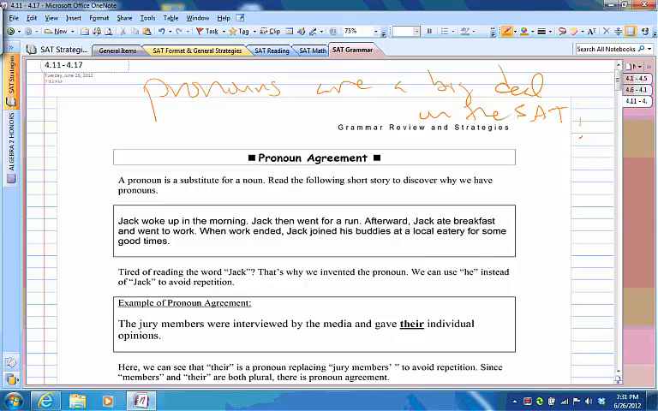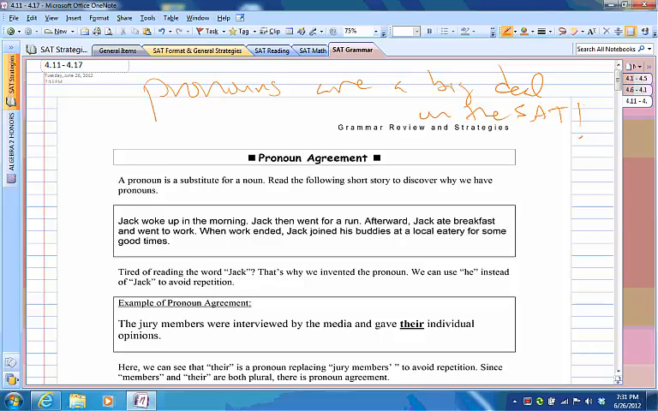So we'll start with pronoun agreement. Clearly pronouns are a substitute for a noun. You want to make sure the pronoun agrees with what it's referring to. But before we talk about that, the reason why we use pronouns is to avoid repetition. Like you see in the sentence in the first block, Jack woke up in the morning, Jack then went for a run, afterward Jack ate breakfast and went to work. When work ended, Jack joined his buddies at a local eatery for some good times.